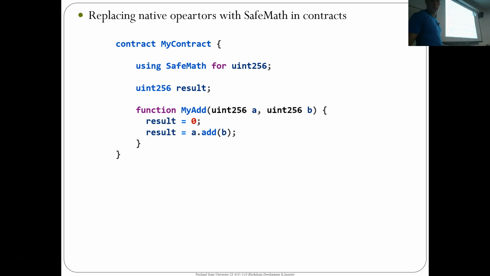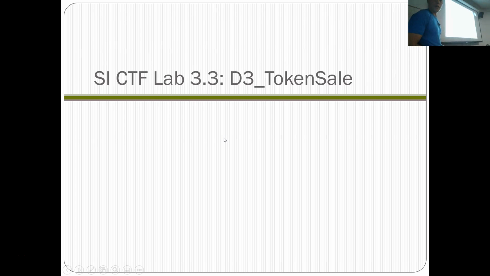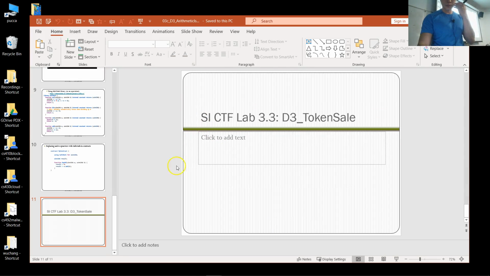All right. And so this is what you would want to do whenever you're doing addition in Solidity, is to use the safe math implementation, and then instead of doing addition, you would do something like A.add(B). Okay, so for this vulnerability, you have a level in the CTF, which I'm going to do a walkthrough for you. This is token sale.